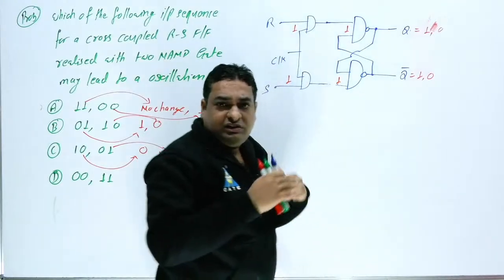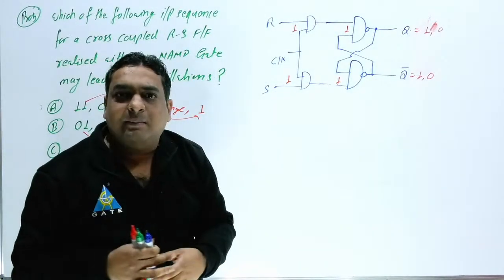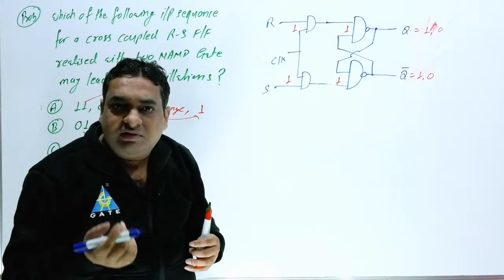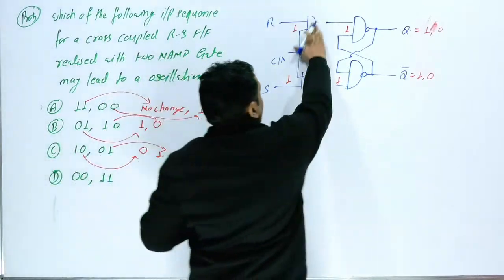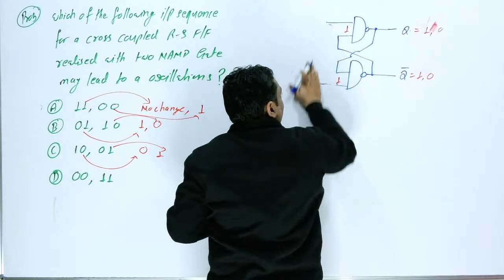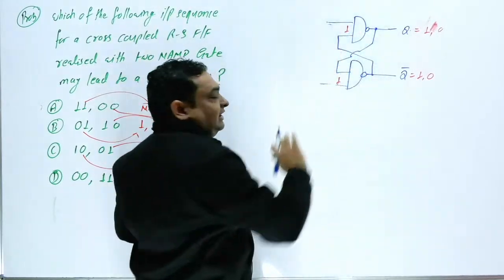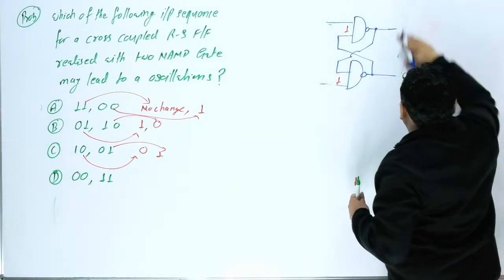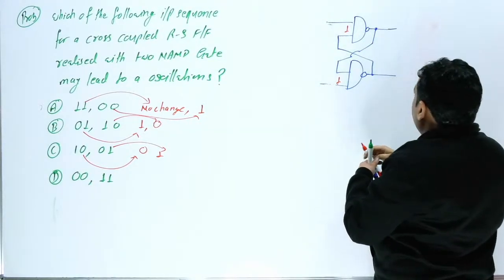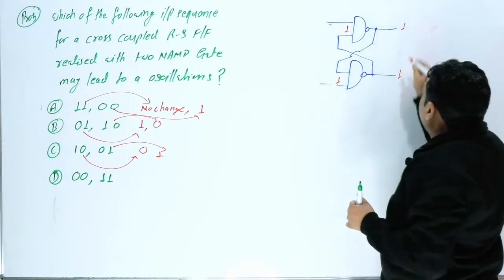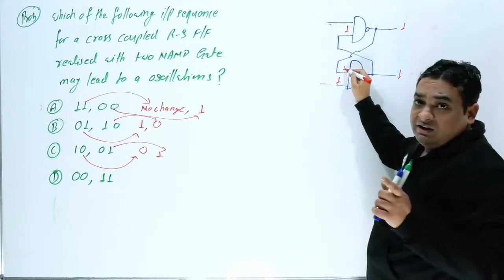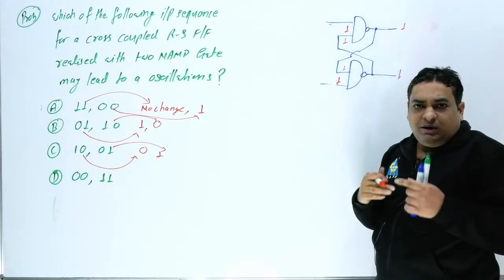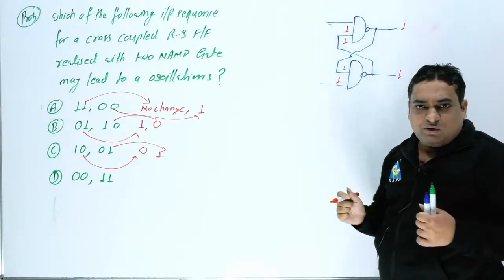So both gates will process simultaneously. This is the important point. How? Now I am going to remove this part. This was the actual circuit. If this input is 1 1 and the output was initially 1 1, you can see this one will reach here, and at the same time this one will reach here. Now both gates will process simultaneously.